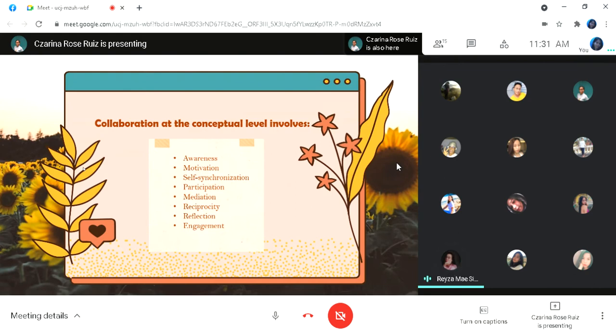Participation, we participate in collaboration and we expect others to participate. Mediation, we negotiate and we collaborate together and find a middle point. Reciprocity, we share and we expect sharing in return through reciprocity. Reflection, we think and we consider alternatives. Engagement, we proactively engage rather than wait and see.